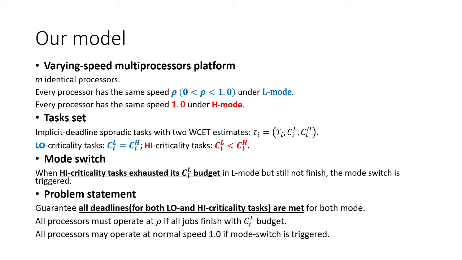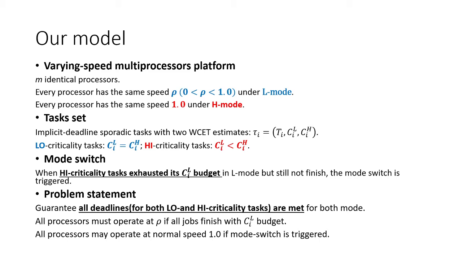We also use an implicit deadline sporadic task set in our model. Each task has two worst-case execution time estimates, CI low and CI high, for low mode and high mode respectively. For low criticality tasks, CI low is equal to CI high. By contrast, CI low is less than CI high for all high criticality tasks.